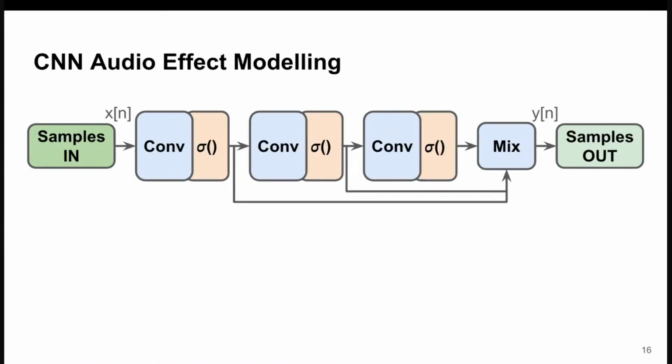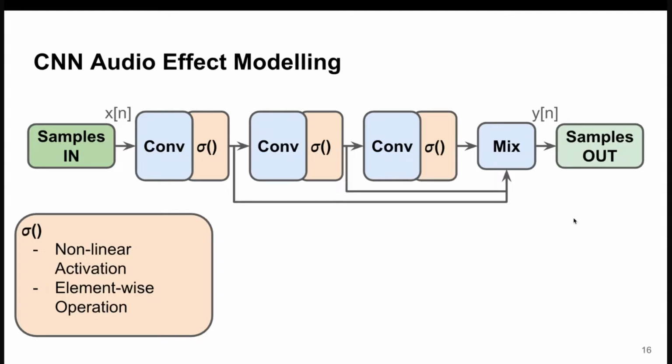But usually these audio effects are also modeled with convolutional networks. In this case, we have a convolutional neural network effect model composed of a set of convolutional layers with a nonlinear activation and then a mix that we're going to see in a second. This nonlinear activation is a very simple model, doesn't require any modification for streaming, and it is an element-wise operation.